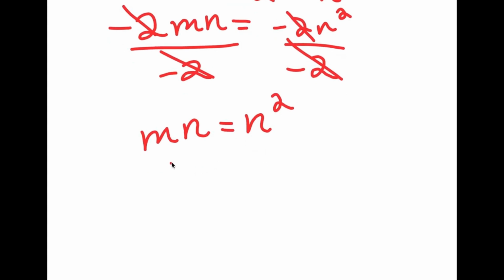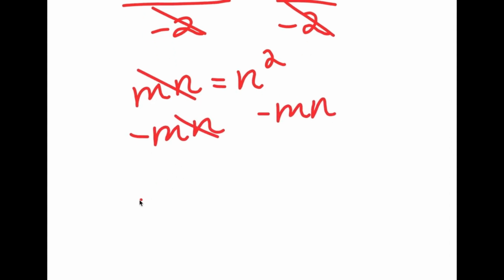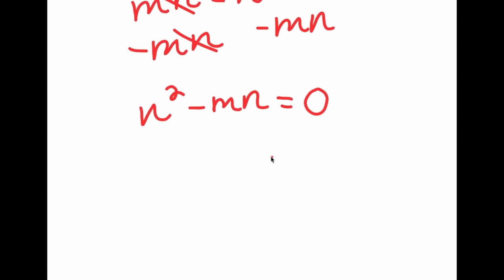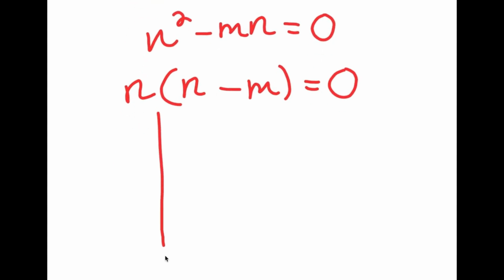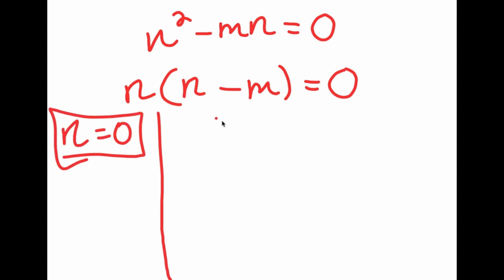Now from here, I'm going to subtract mn on both sides. So then these two cancel out, and I get n squared minus mn is equal to 0. Now the greatest common factor in n squared minus mn is n. So if I factor out n, I get n times (n minus m) is equal to 0. So now this gives me two equations. I get n is equal to 0, which is already a solution, and I also get n minus m is equal to 0.